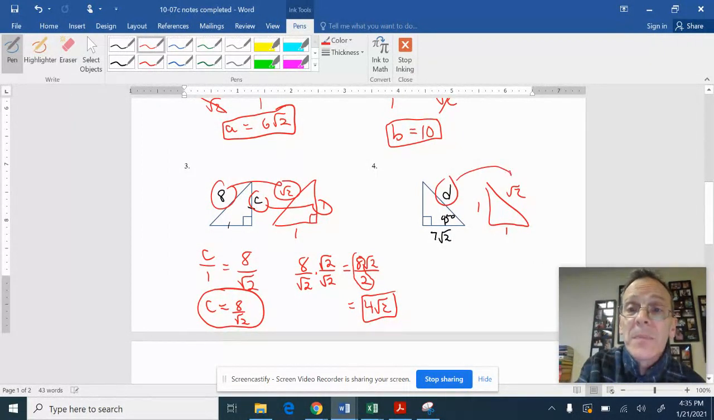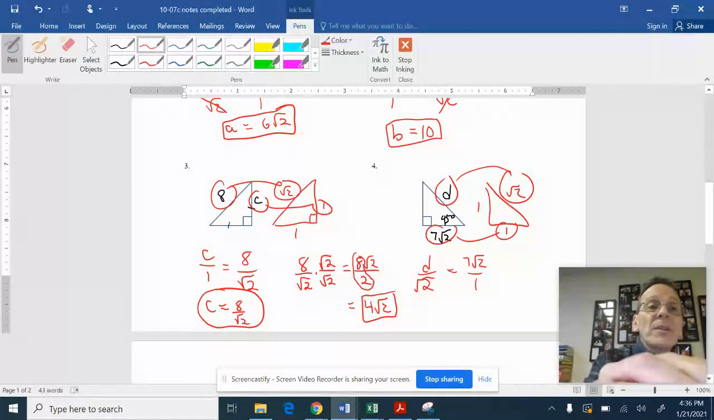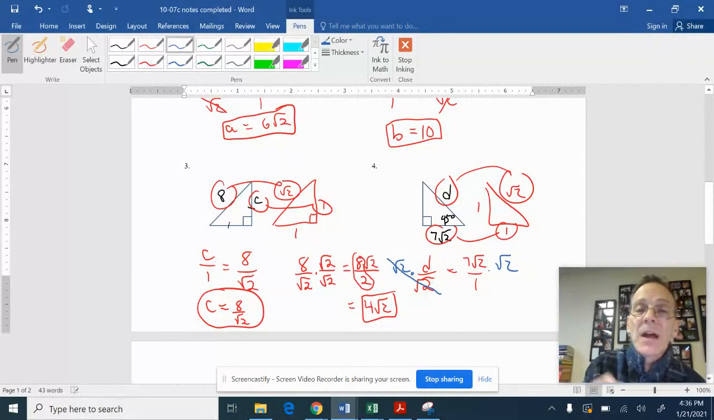Okay? There's your correspondences. So what's the equation? D over square root of 2 equals 7 square root of 2 over 1. So this does technically require some algebra to solve it, multiplying both sides by the square root of 2. That cancels out the division by the square root of 2, and we are left with D equals 7 times the square root of 2 times the square root of 2 all over 1.